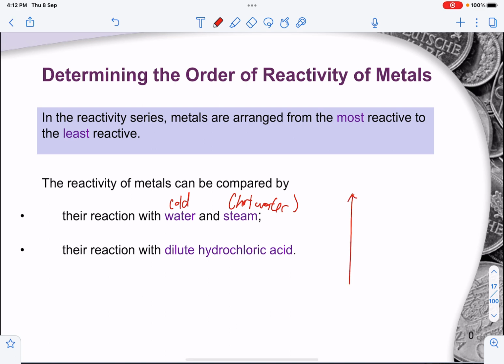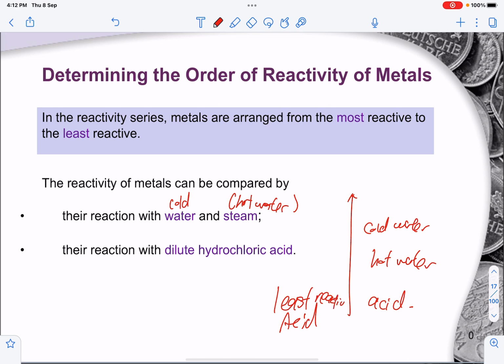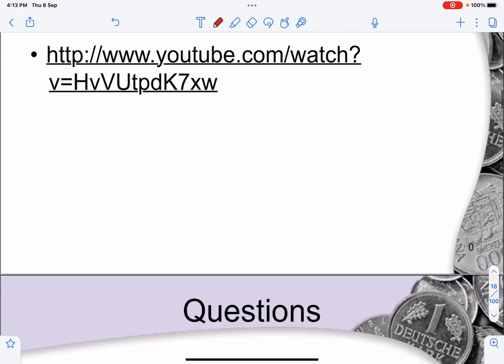So if I were to draw an arrow of cold water, hot water, and of course acid, the least reactive metal will be here. And then the most reactive, sorry, not acid, but metal, the most reactive will be at the top. Of course, if you are already so reactive, then you definitely can react with an acid. So generally, these are some of the items to take note of.